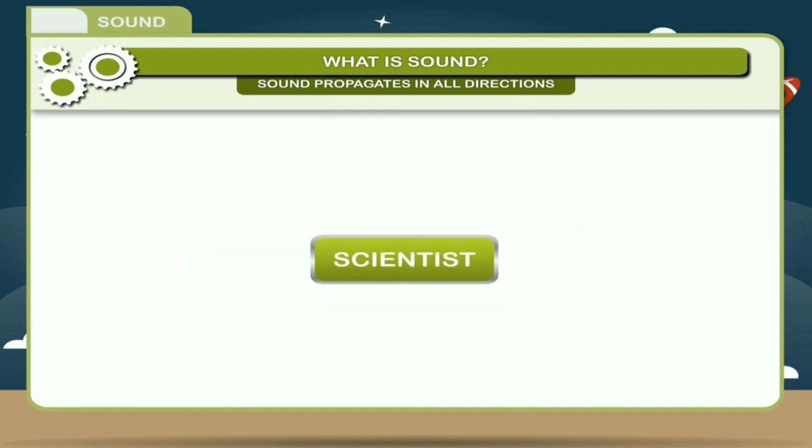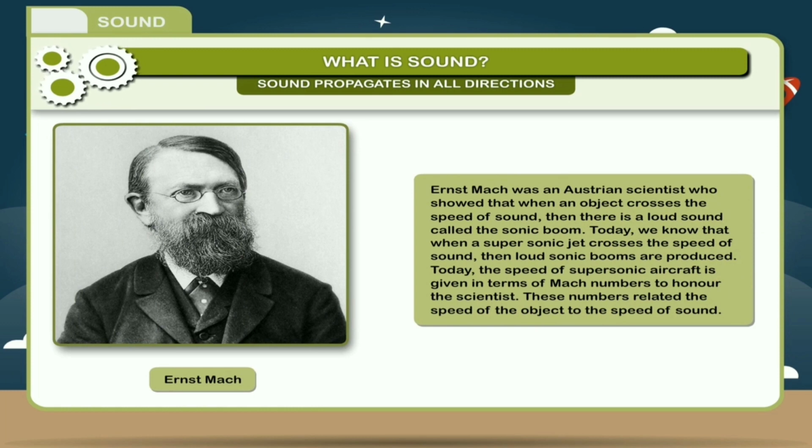Ernst Mach was an Austrian scientist who showed that when an object crosses the speed of sound, there is a loud sound called a sonic boom. Today, we know that when a supersonic jet crosses the speed of sound, loud sonic booms are produced. Today, the speed of supersonic aircraft is given in terms of Mach numbers to honor the scientist. These numbers relate the speed of an object to the speed of sound.